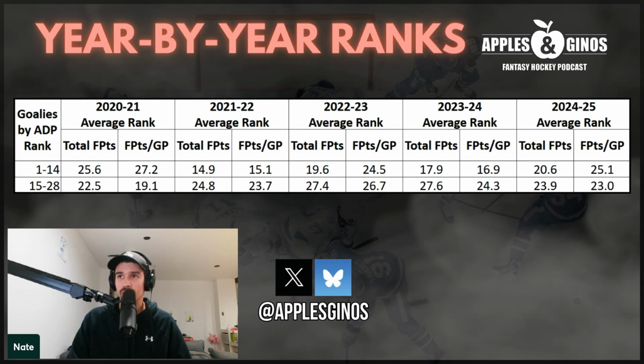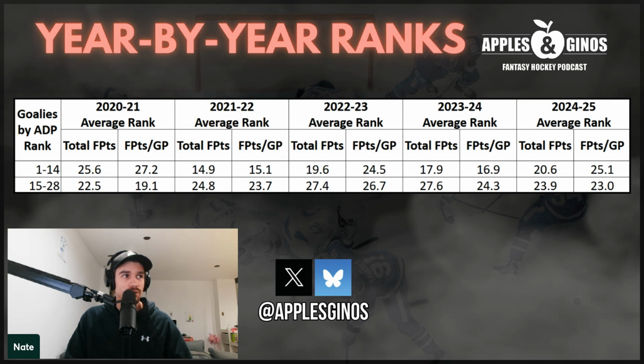But yeah, if you want to check that out, I will leave a link in the show description. But for these goaltenders, if we look at the goaltenders by ADP rank 1 through 14, what is their end of season average rank in total fantasy points and also in fantasy points per game, so average fantasy points? If you're watching on YouTube, I've got this up on the screen.